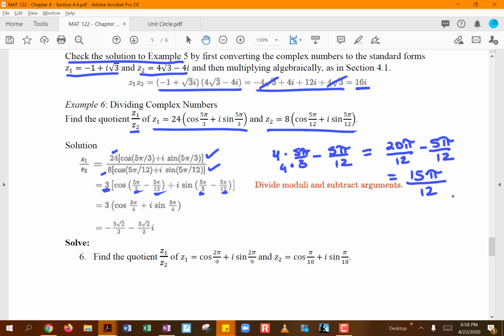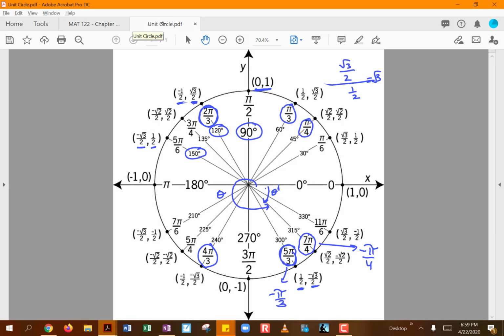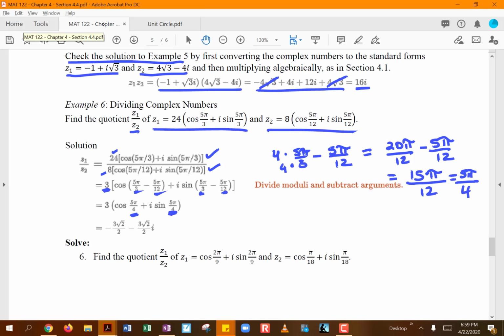Then both 15 and 12 have a 3 in common. So 15 divided by 3 is 5, 12 divided by 3 is 4. So that is where you are getting 5 pi over 4, and 5 pi over 4 for our sine and cosine functions. And then for 5 pi over 4, you can again go back to the unit circle. Here's our 5 pi over 4, which gives us cosine as negative square root of 2 over 2, and sine also will be negative square root of 2 over 2.